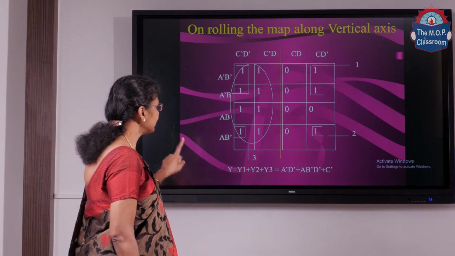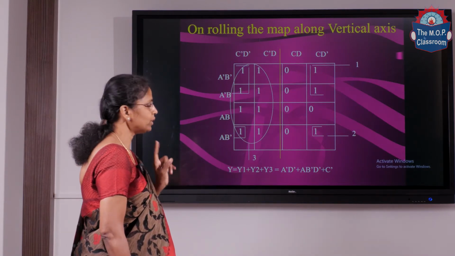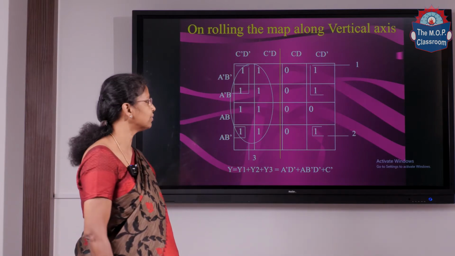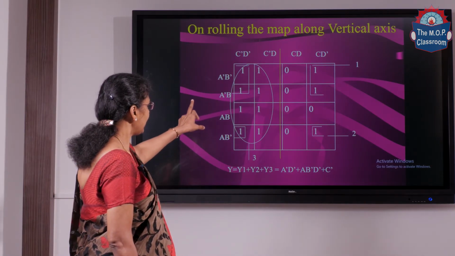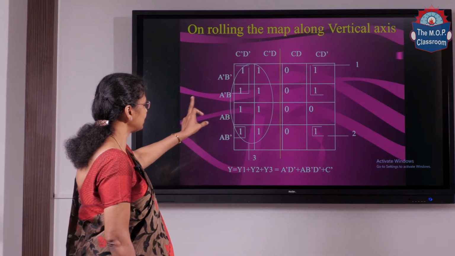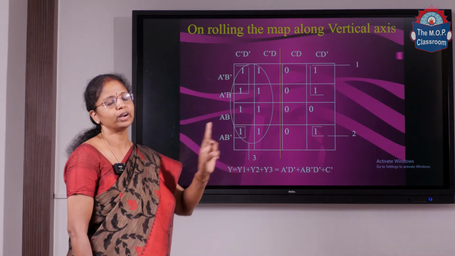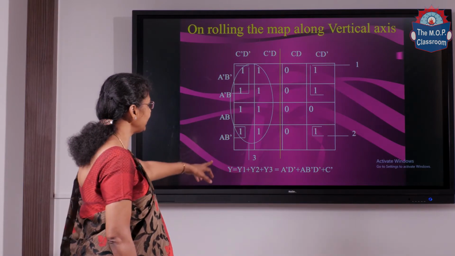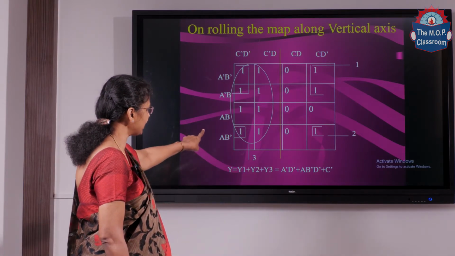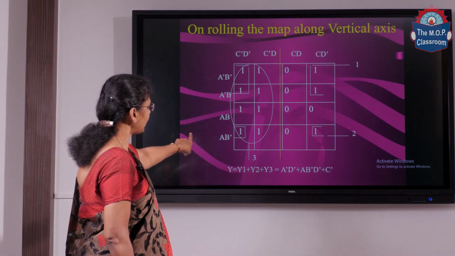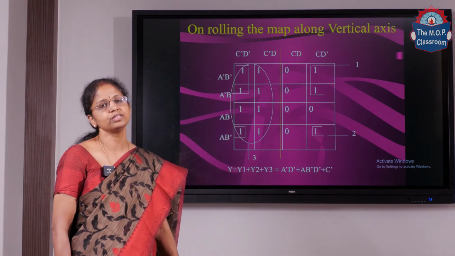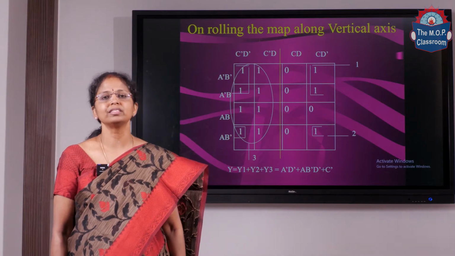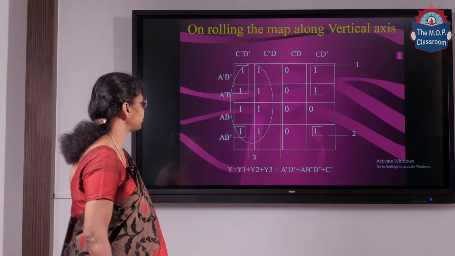But here we can roll the map along the vertical axis. If we roll the map along the vertical axis, then I can wrap these ones in the corners, that is in column 1 and column 4, as a quad. So, I get a much simplified Boolean expression with 1 octet, 1 quad and 1 pair. So, rolling the map helps give a much more simplified Boolean expression.